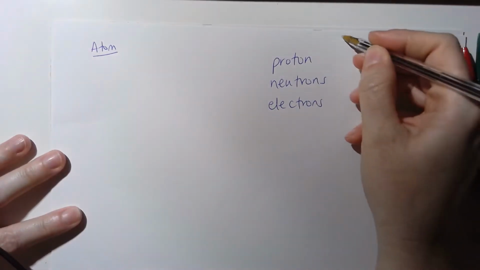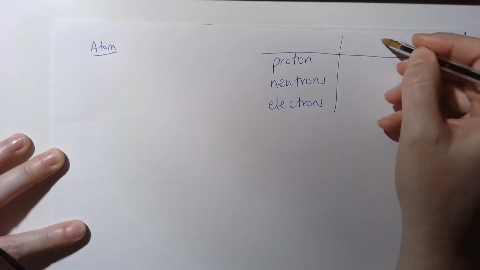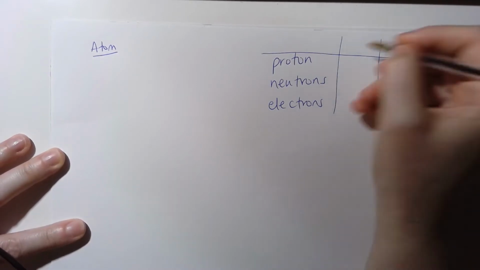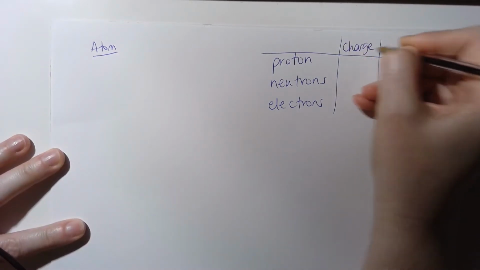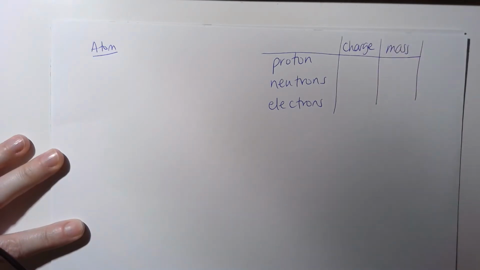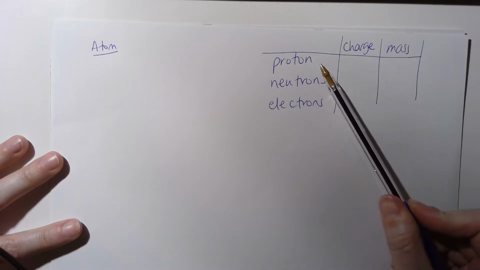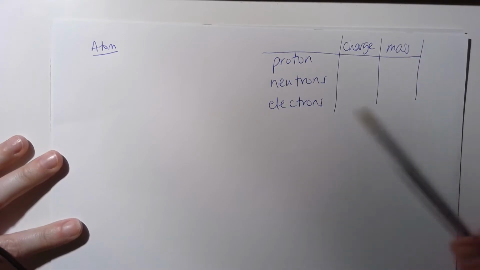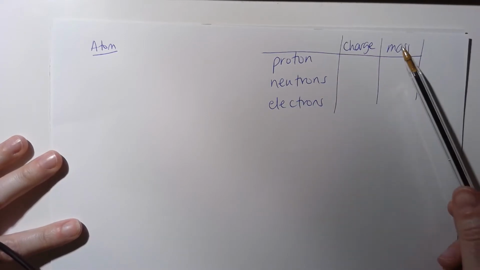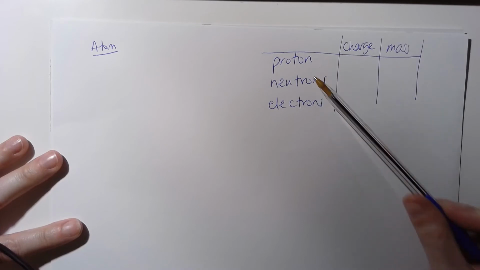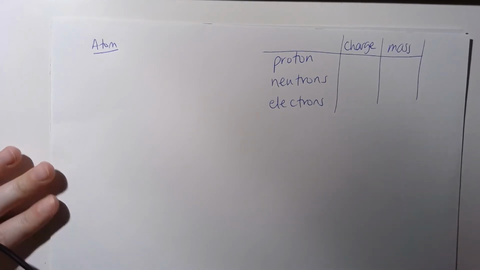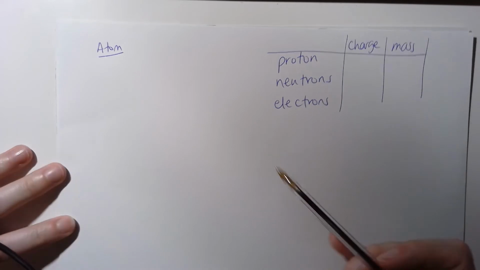Each of these have a very specific charge and mass. Now both of these, the charge and the mass, are things that you're going to have to do in your exam. The exam question could ask you to complete a table similar to this, or it could be to assume the knowledge that you know the charges and masses of these three subatomic particles. So before we get to that, let's draw our atom.